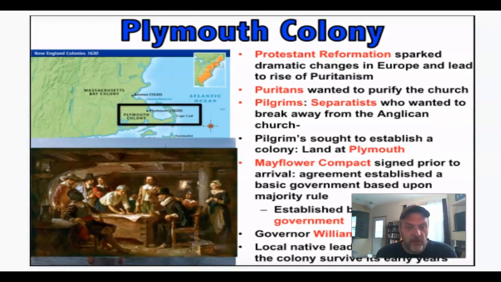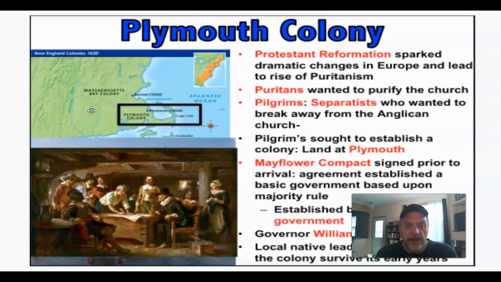Pilgrims wanted to establish land, a colony, eventually in North America, and they arrived here. You can see here in my map, in current-day Massachusetts. They're at Plymouth Colony, and they landed at Plymouth Rock, and they did so based on the idea that they wanted to separate completely from the Anglican Church of England. All right. So what they did on the way over here is they signed a piece of paper outlining their form of government. It was known as the Mayflower Compact, basically establishing the basic rule of government by majority rule.